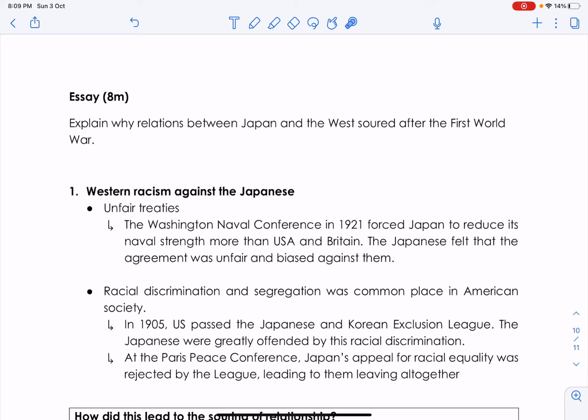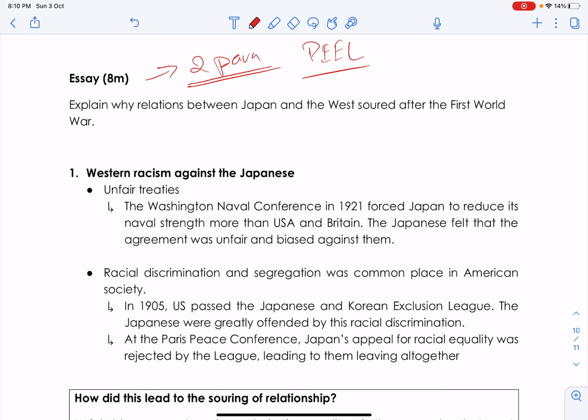Alright, now here's a brief guide for your essay which will look something like this. There'll be two parts to the question, alright? First part is going to be your 8-mark question. 8-mark requires 2 paragraphs. Each paragraph you must give me the full PEEL or CREEL: claim, reason, evidence, explain, or point, evidence, explain, and link. So the first thing you must do is always think about the main point first.